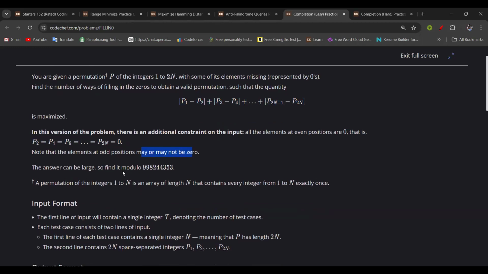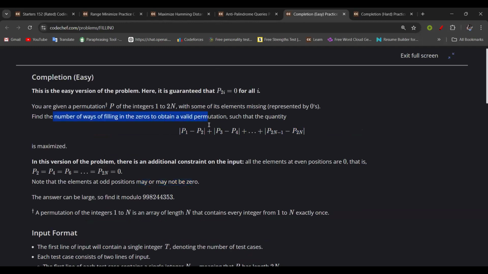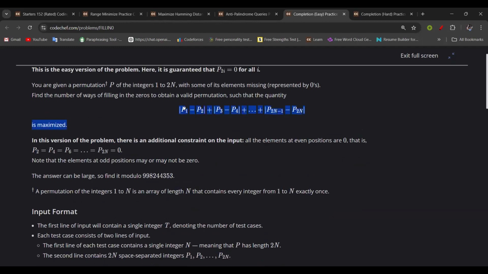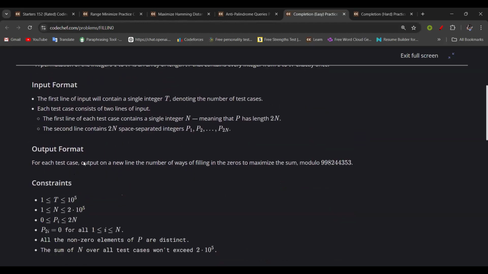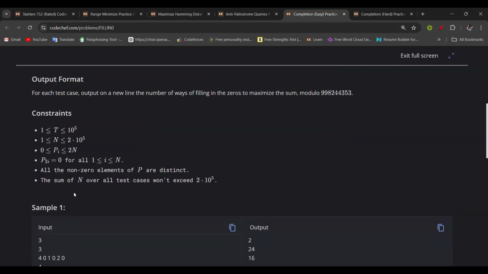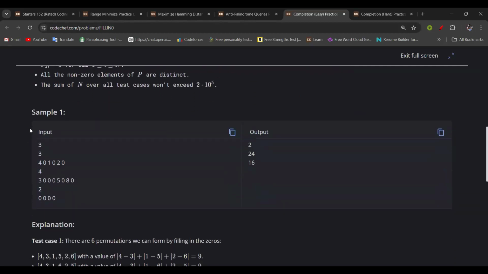You need to find the number of ways of filling. Okay, sorry, you don't need to. You need to maximize it, and for the maximum value, there can be many ways of filling in so that the value is maximized. So you need to find the number of ways of filling in the zeros so that this value is maximized. Okay, that's the problem. And you need to answer it modulo this because the answer can be very large. Okay, I hope the problem is clear.